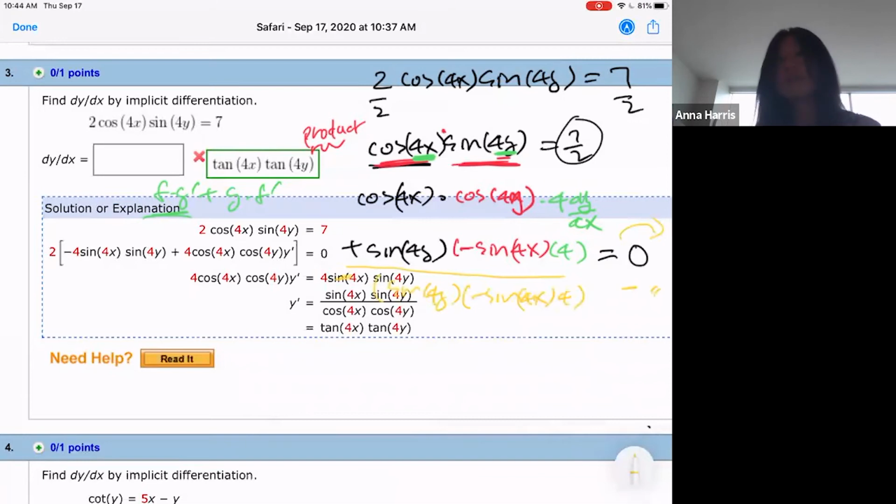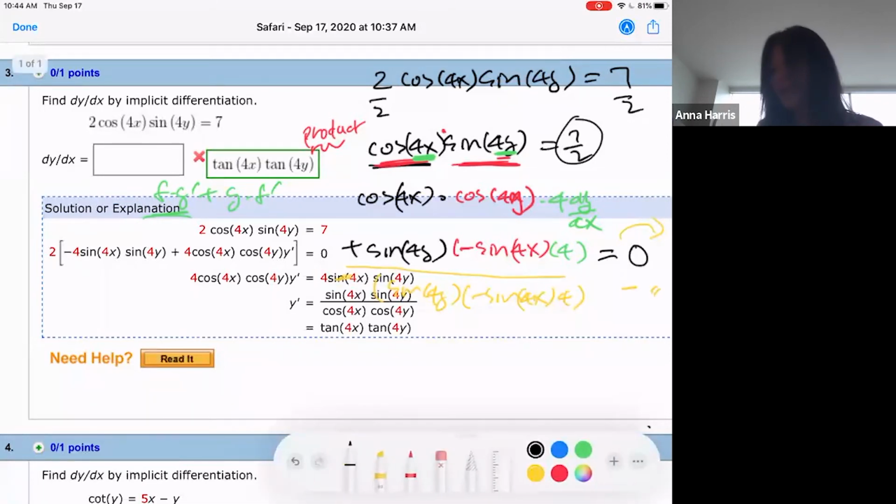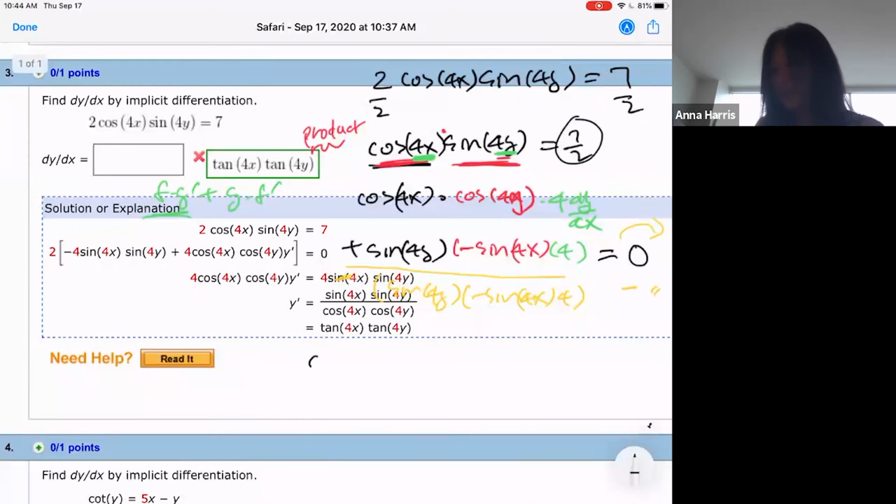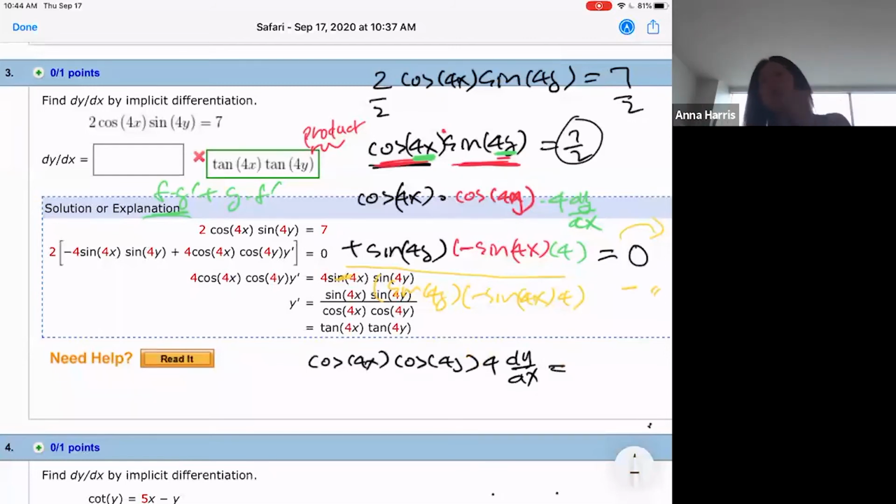I'm going to do exactly the same thing. So I'm left with cosine 4x and cosine 4y or dy dx equal to this expression, which is, by the way, negative here. When you move to the other side, and this is negative, so because of that, it becomes a positive here. I'll just put the negative so you guys do not get confused. Negative sine 4y, negative sine 4x, and 4.